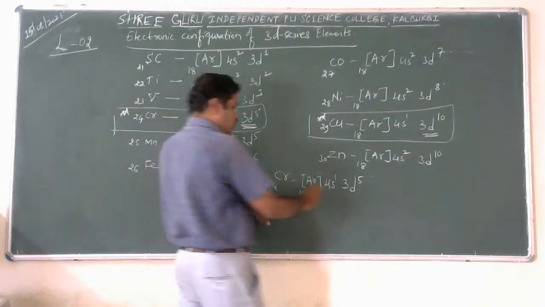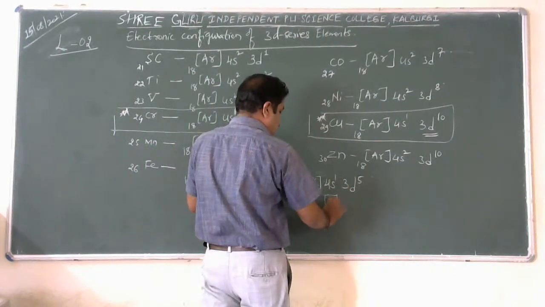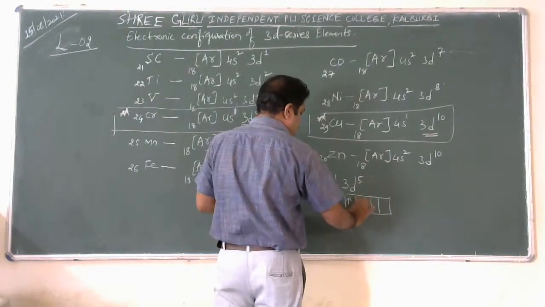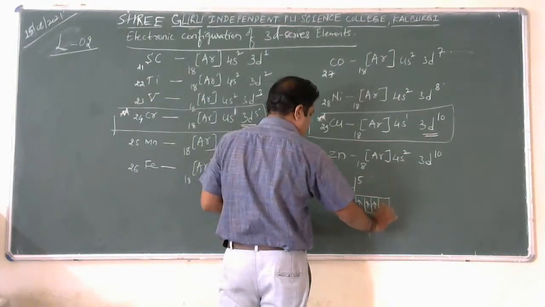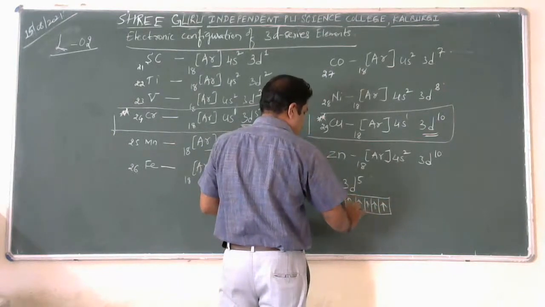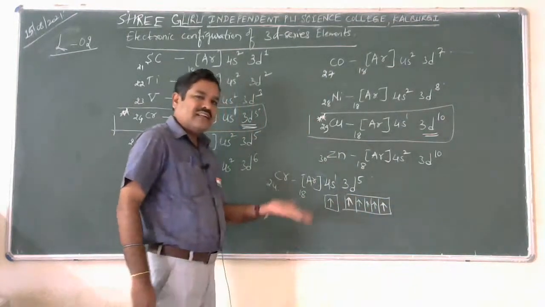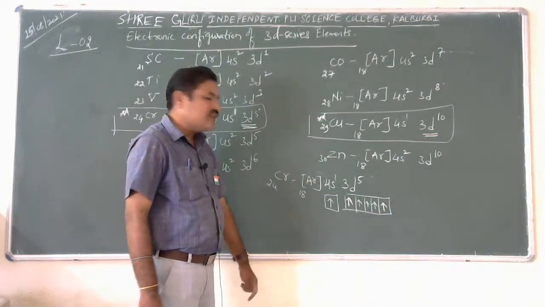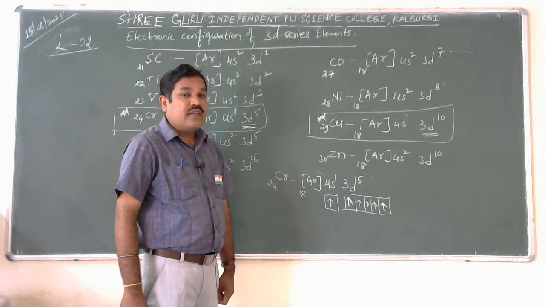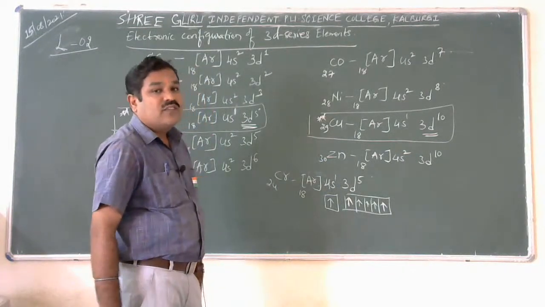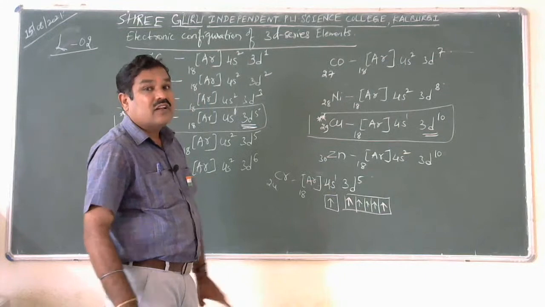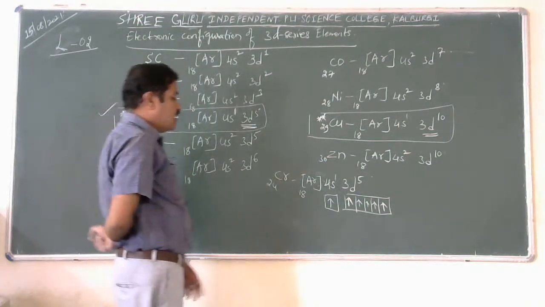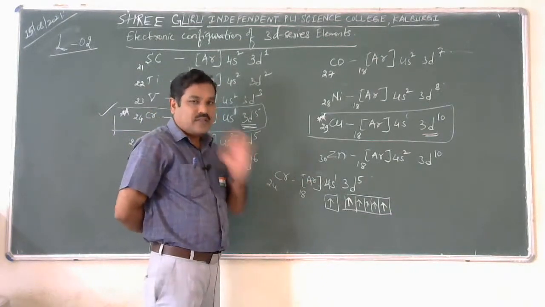In chromium, when you write 4s1 3d5, d1, d2, d3, d4, d5, you have to follow Hund's rule: electrons always enter singly, clockwise, before pairing. So there are 6 unpaired electrons in the ground state. Name the element with the highest number of unpaired electrons in the ground state. Your answer is chromium. Even in Karnataka CET, for 1 mark in theory, they will ask you this.